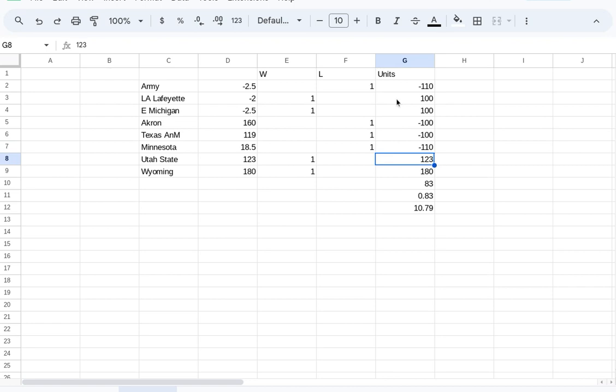And then, of course, the big ones here, you would cash Utah State at +123, and you would cash Wyoming, the big one there, against Fresno at +180. So that totals out $83 or 0.83 units. Now, if you amortize that for the course of, I think, 13 weeks in college football season, you would be up 10.79 units. But here's, again, the other ancillary benefit to doing this.